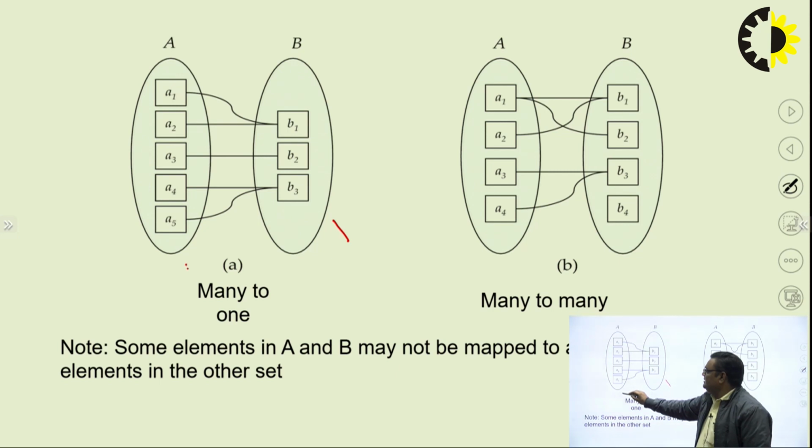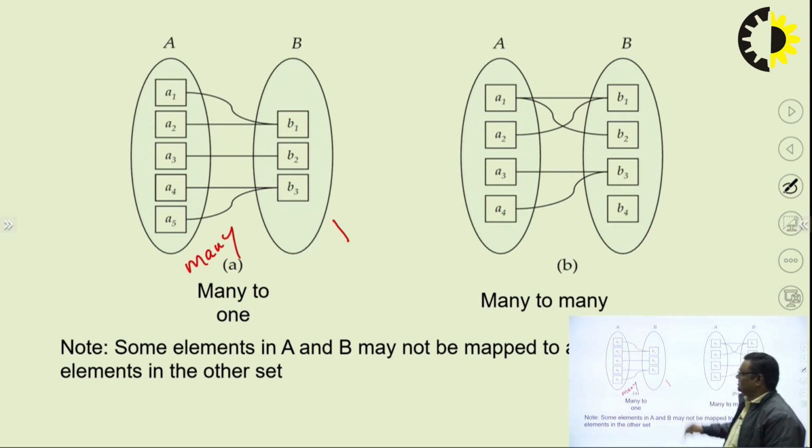Here, many to many, anyone can be associated with any, like A1 is connected to B1, A1 is connected to B2 also. Likewise, B1 is also connected to A1 and it is also connected to A2. So we have an association many to many here. The things to be noted here are that some elements in A and B may not be mapped to any elements in the other set. Some cannot be mapped.